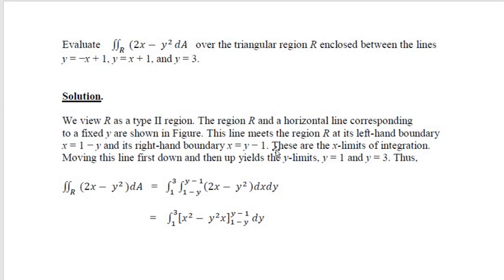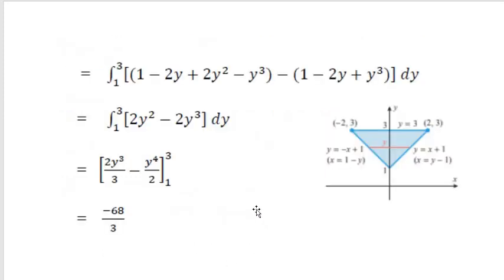So these are the limits of x, which means that limit of x is not constant and limits of y are constant. So place that region between two parallel lines y equal to 1 and y equal to 3. Accordingly, double integral over R (2x minus y) square dx dy can be written as integral 1 to 3 integral 1 minus y to y minus 1 (2x minus y) square dx dy. So first integrate with respect to x and then with respect to y. So we get minus 68 by 3.